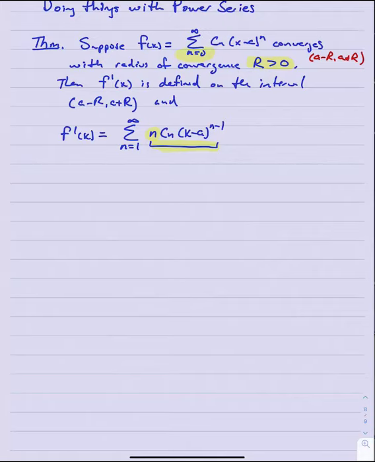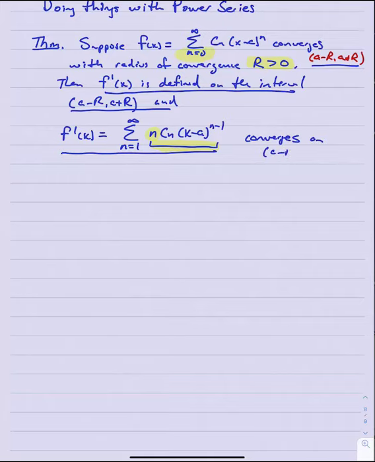And so this theorem says if I have a power series convergent on some open interval, then the derivative is defined on that same interval and converges on that interval, and it is defined by this formula. And I'll just for emphasis here, say that this converges on a minus r to a plus r.